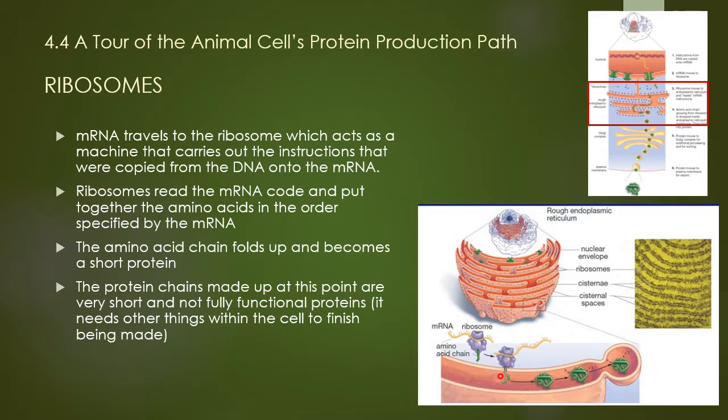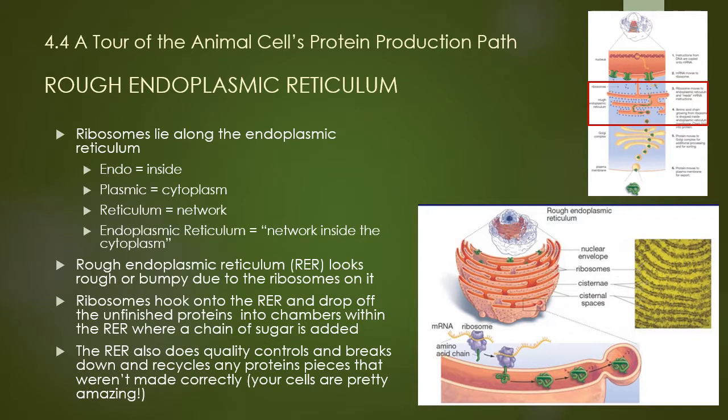And so it will start to fold up and become a very short, but not yet fully functional protein. So the protein chains made up at this point are short, they're not fully functional, they need other things in the cell to finish being made. Once ribosomes start reading this stretch of messenger RNA, they produce, as I mentioned, this short amino acid chain. And that amino acid chain will tell them to do one of two things. It will either tell them to go hook onto this structure called the rough endoplasmic reticulum, or it will tell them to stay in the cytoplasm of the cell.